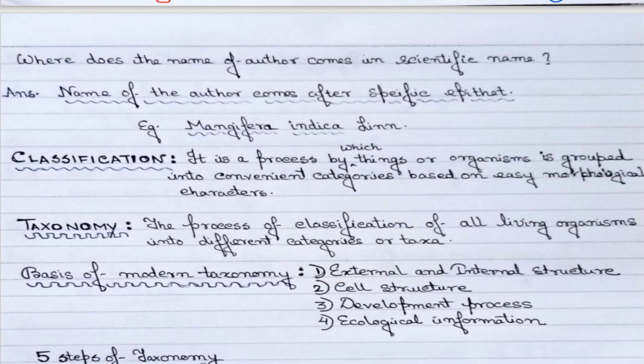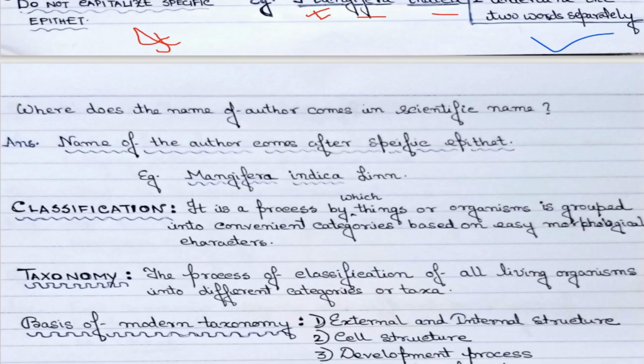Now we have to understand, is there any way that we can add the name of the author to the scientific name? Yes, there is. The name of the author comes after the specific epithet. That is Mangifera indica Linn., Linn. for Linnaeus. So the author's name can also be added to the scientific name.